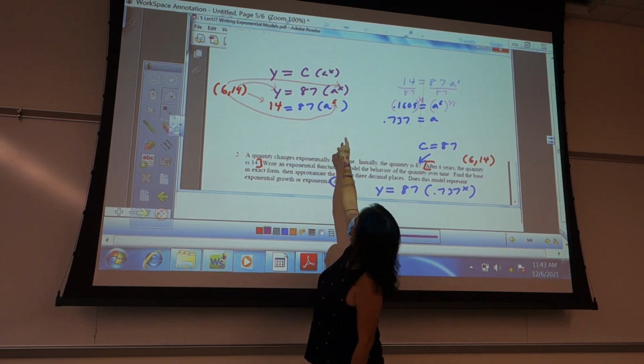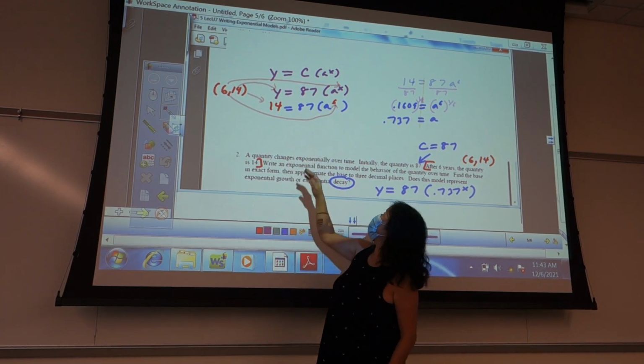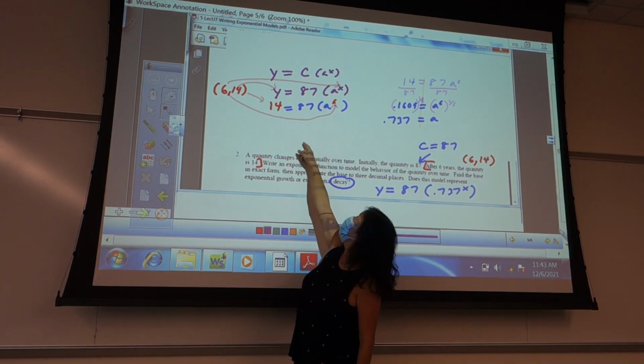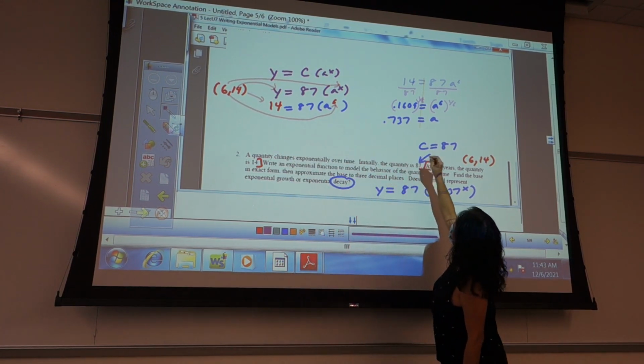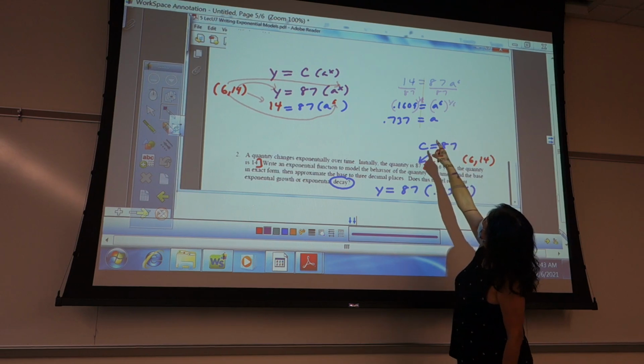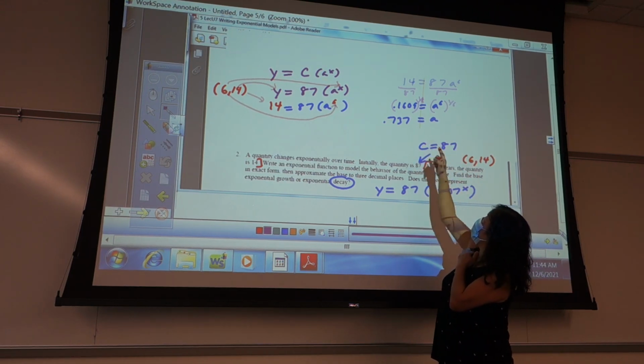So how do you solve that? First, you need to get your exponent by itself, which means you need to divide out the stuff in parentheses. You need to get rid of the 87. How to get rid of the 87? Divide both sides by 87. So I did that above. So I had a to the 6th equals 0.1609.